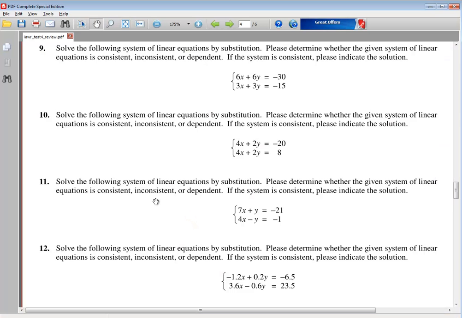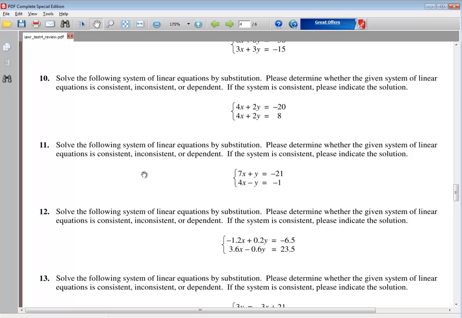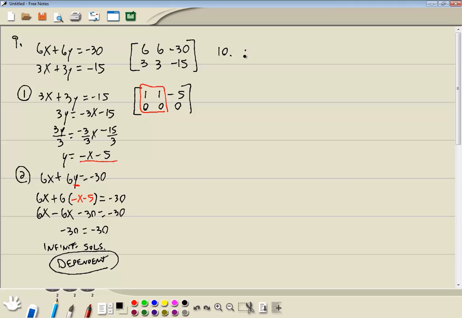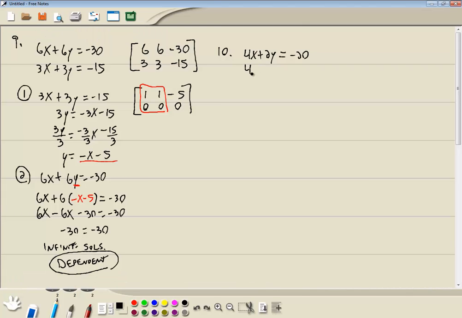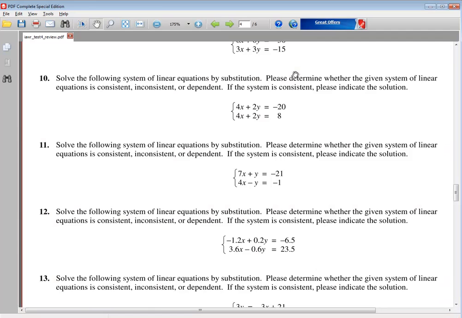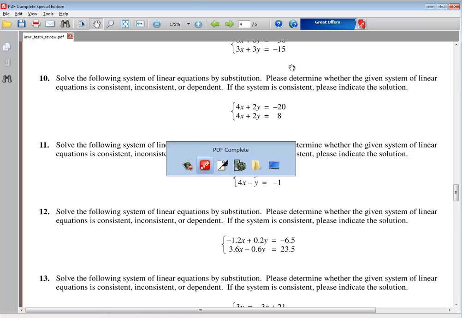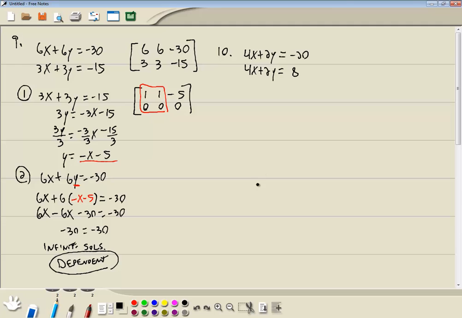Okay, number 10. Solve the following system of linear equations by substitution. We've got 4x plus 2y is equal to negative 20. And 4x plus 2y is equal to 8. Well, a warning bell should be going off right there anyway. But see how we have 4x's match and 2y's match? We're going to see something happen there. But anyway, let's go through our steps.